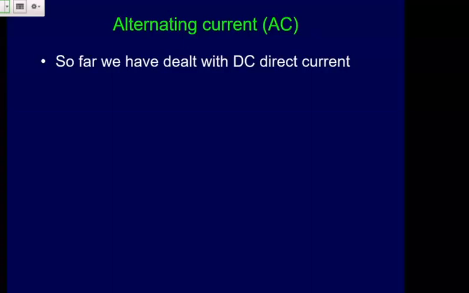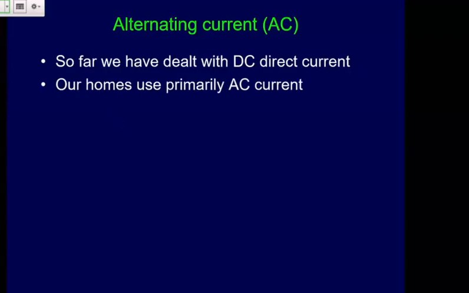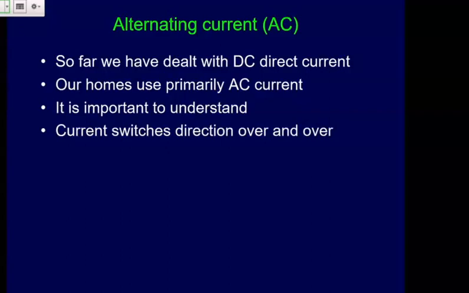So far we've dealt with direct currents primarily. And so an alternating current is a current that switches back and forth. So basically you can think about it as kind of like a battery whose positive and negative switches back and forth. Most of the stuff that we deal with at our homes, when you plug stuff in, is AC current. So our homes primarily use AC current, and it's important to understand some basics of that.